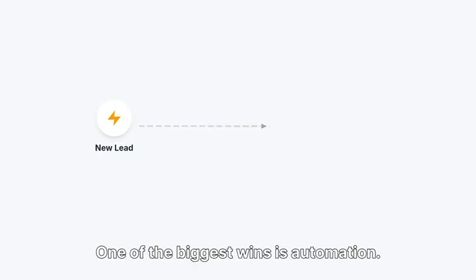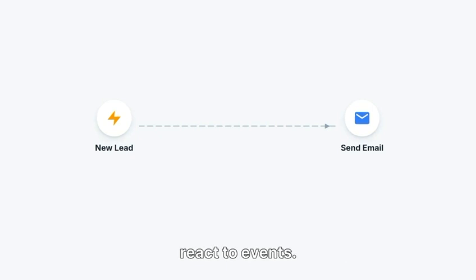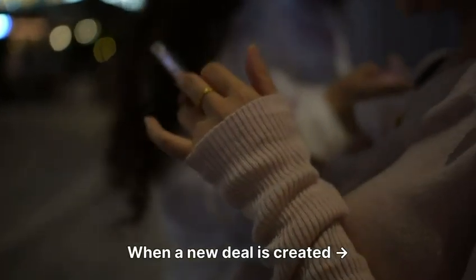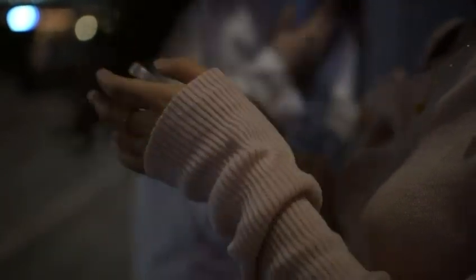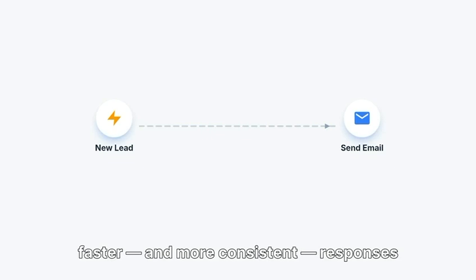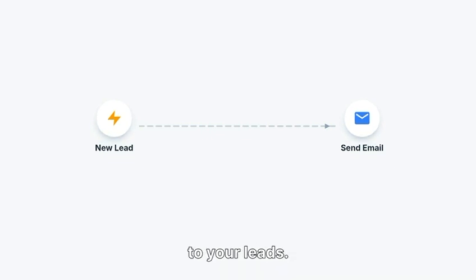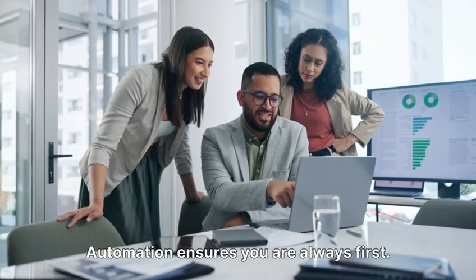One of the biggest wins is automation. In GHL, you can build workflows that react to events. When a new deal is created, send an SMS. When a form is submitted, send a follow-up email. Triggers lead to actions, and that means faster and more consistent responses to your leads. Quick replies earn more business than slow follow-ups. Automation ensures you are always first.